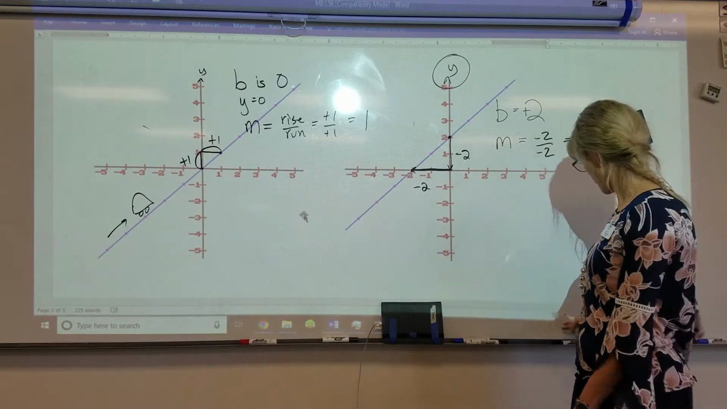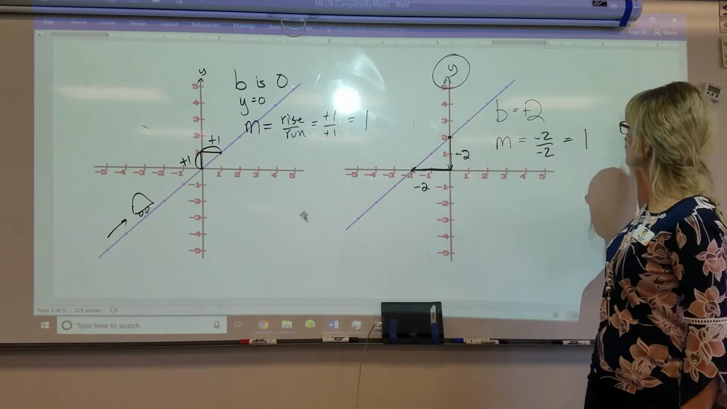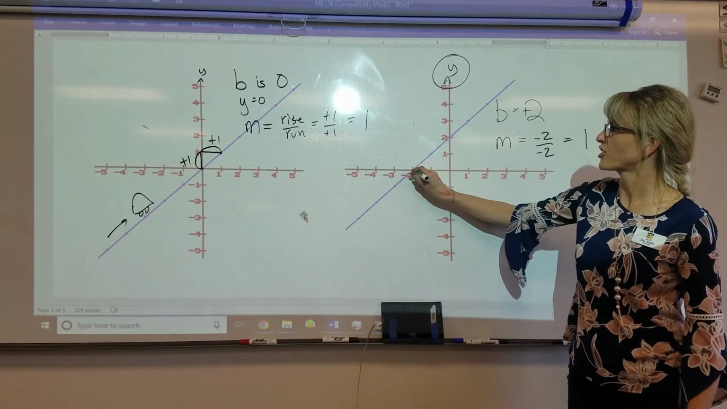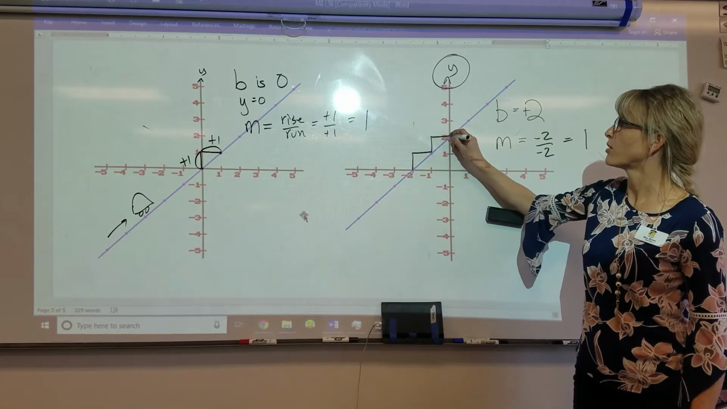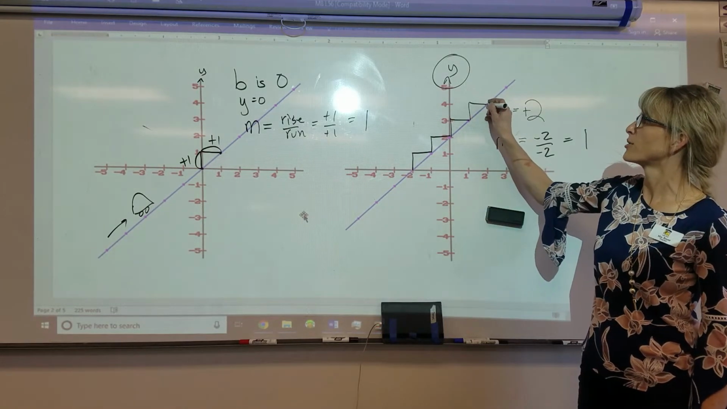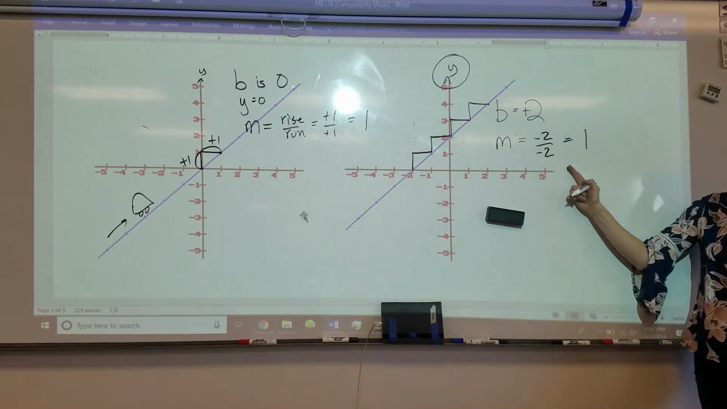So let's check that. Is it really up 1 over 1? These are my erasers today. Does it go up 1 over 1, up 1 over 1, up 1 over 1, up 1 over 1? Yes. So that makes sense. We did it right. Okay, slope of 1.